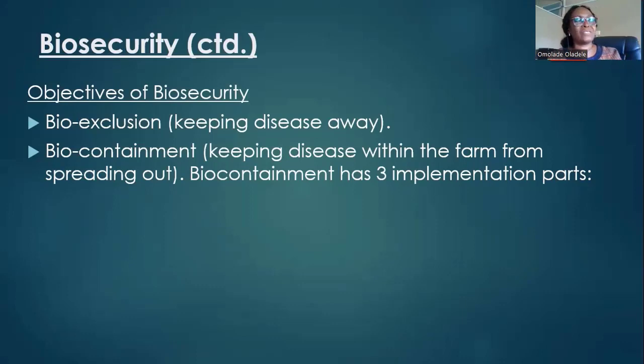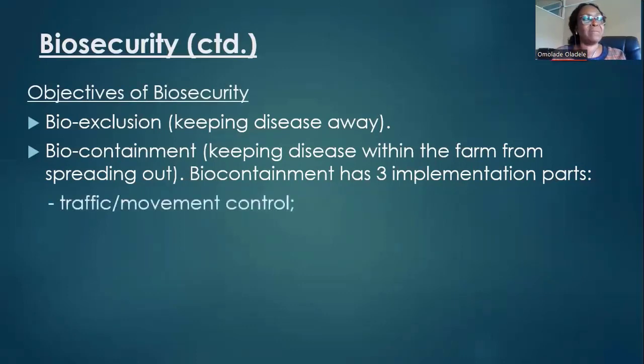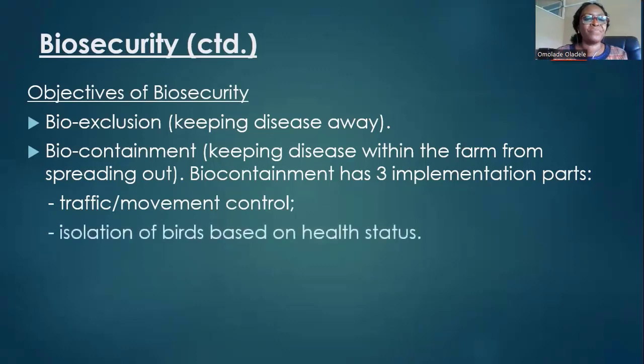You don't want it to spread outside or within the pen house. You don't want it to spread from one pen to the other. This is biocontainment. And there are three implementation parts to biocontainment. The first one being traffic control or movement control within the farm. Now that you have identified a pen house that has a disease outbreak, you have to control traffic to be sure that workers are not moving from a diseased pen to the non-diseased one, so that you limit the spread, or even going out from the diseased farm into other farms around.